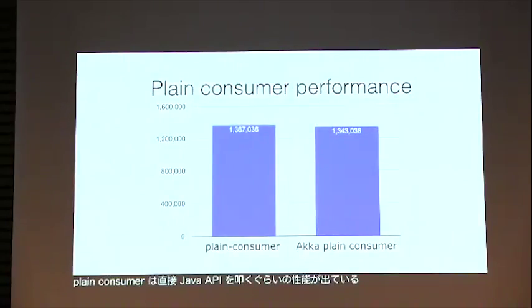And we have some statistics. This is plain consumer performance measured in two ways. The first one is just the plain consumer implemented with a loop that we saw as a first example. The second one is Akka plain consumer. And this number, 1,367,000, is messages per second. These are very small messages, but we can see that Akka plain consumer has pretty much the same performance in this case.